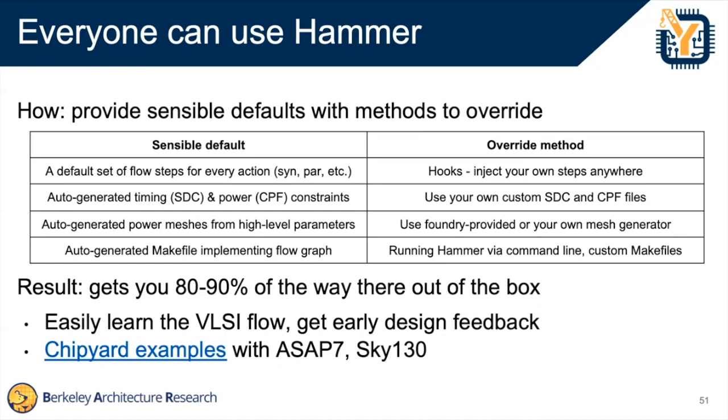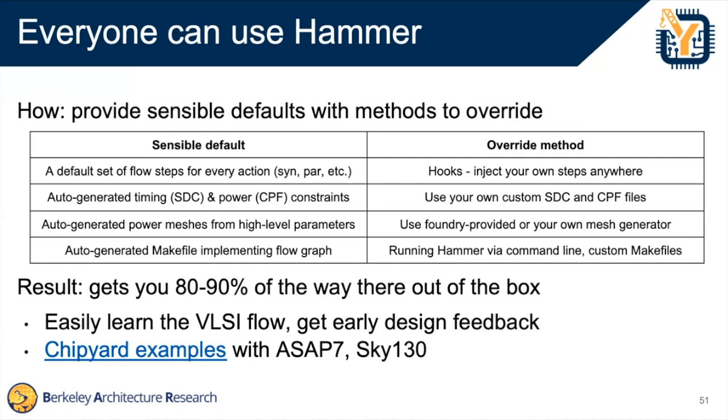We allow automatic generation of timing SDC and power CPF constraints. We generate these power meshes, as I just described, from high-level parameters. There's also a makefile that Hammer generates that automatically implements this flow graph by calling the Hammer CLI under the hood. And on the right, you have these techniques to override each of these defaults depending on the very specific design things that you have in mind.